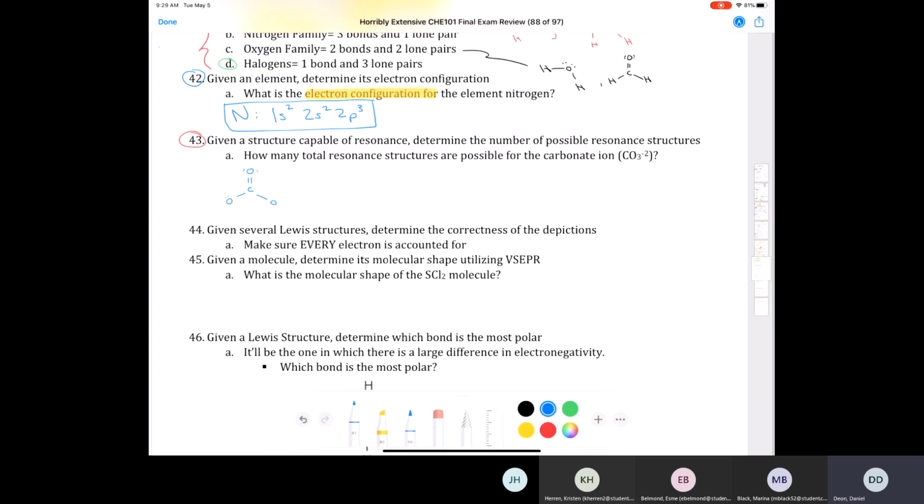Remember, our carbon must have 4 bonds. We have 1 oxygen that has 2 bonds and 2 lone pairs, but the other oxygens are exceeding the number of bonds. They still have an octet, but they have 3 lone pairs and 1 bond, and both of them have a negative charge. Now that is not covered in our textbook, but I taught you how to do that.